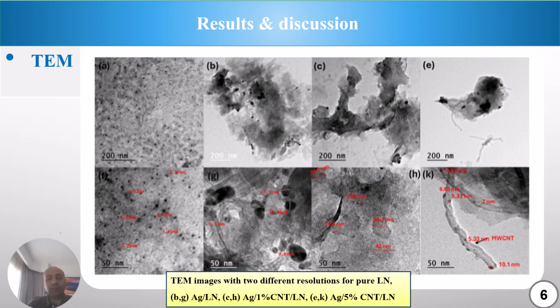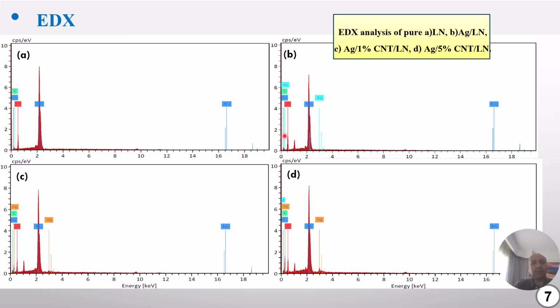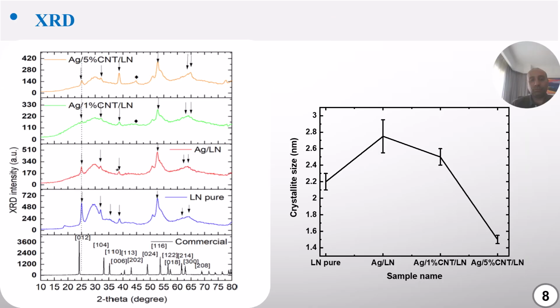For the EDX, energy dispersive X-ray analysis was performed in order to identify the elements. For the pristine sample, we can see niobium and carbon, but not lithium, because it cannot be detected due to its light mass. When adding silver, you can identify the presence of silver atoms. When adding carbon, the carbon signal increased for the 1% carbon nanotube sample, and increased again when we add 5% multi-wall carbon nanotubes.